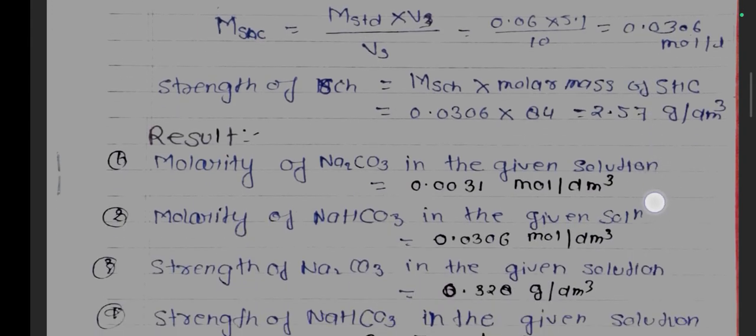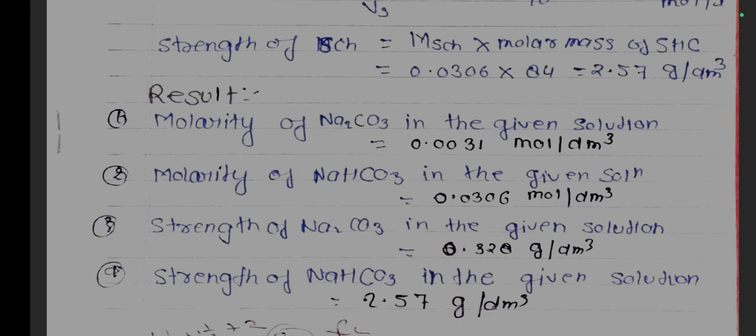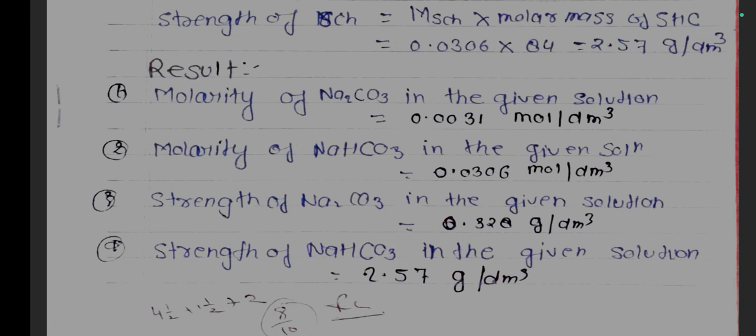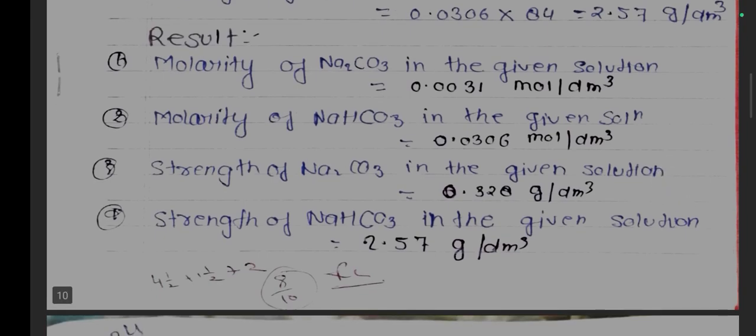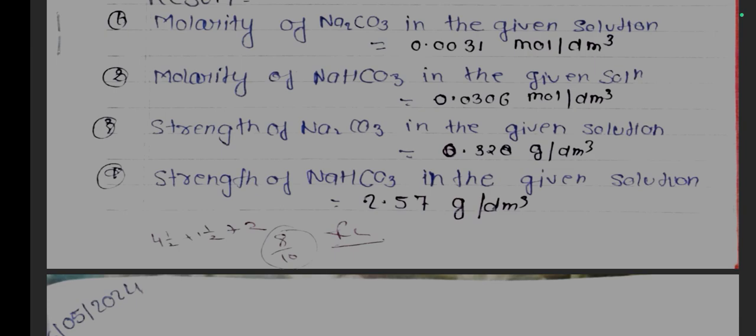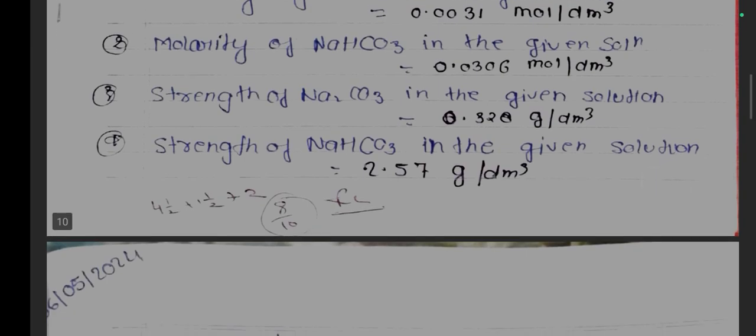Finally, the result. Here you can see the molarity of the Na2CO3 in the given solution is 0.0031 mole per decimeter cube, and the molarity of the sodium hydrogen carbonate in the given solution is 0.0306 mole per decimeter cube. The strength of the sodium carbonate in the given solution is 0.328 gram per decimeter cube, and the strength of the sodium hydrogen carbonate in the given solution is 2.57 gram per decimeter cube.